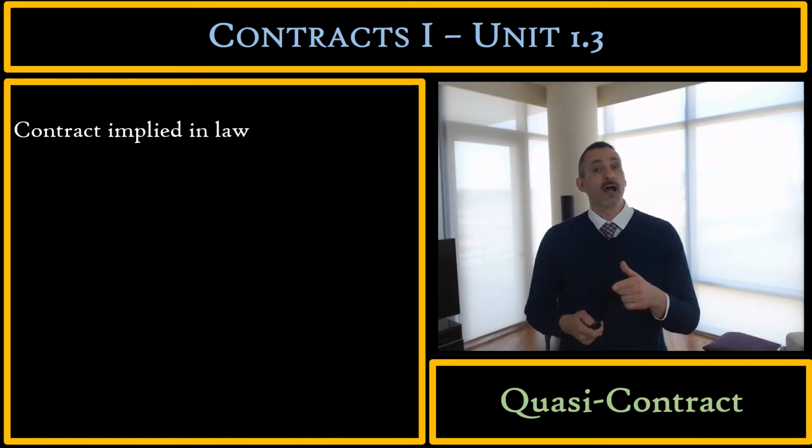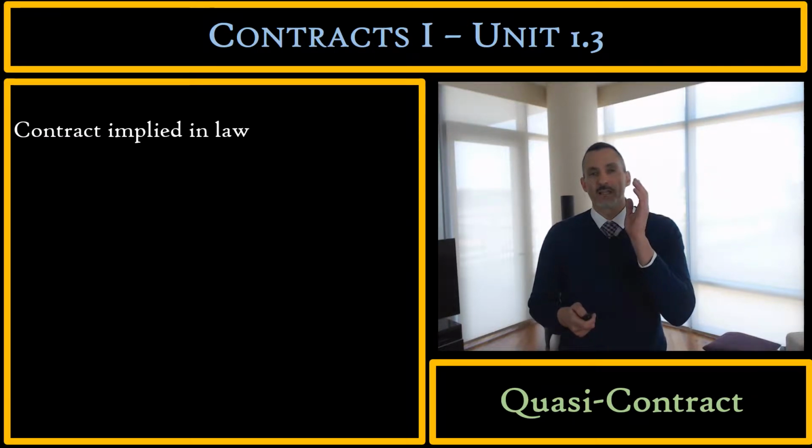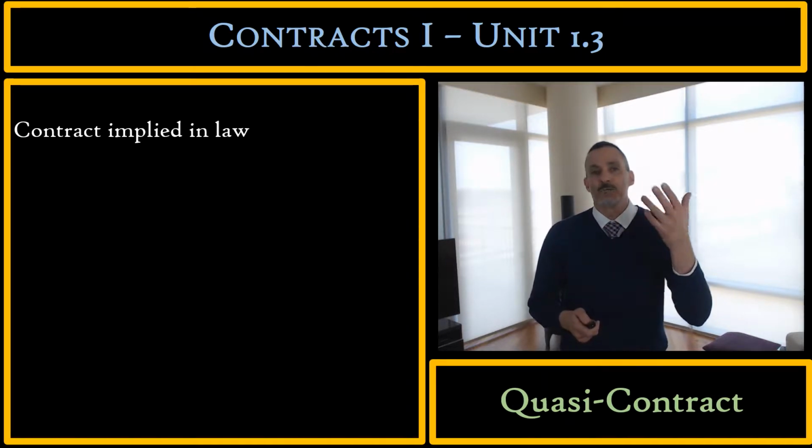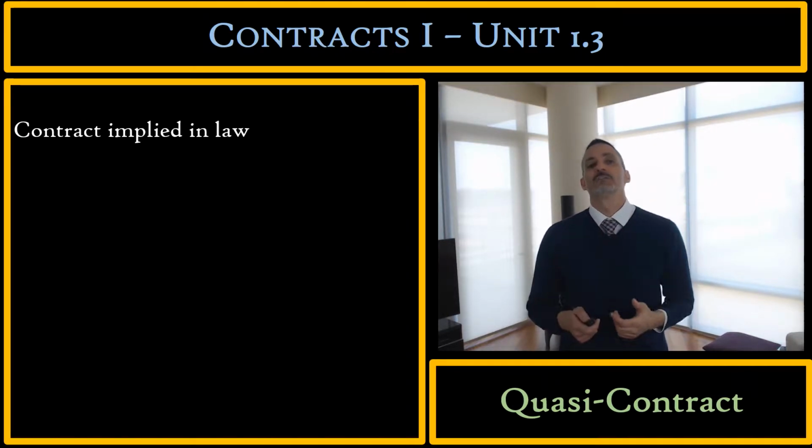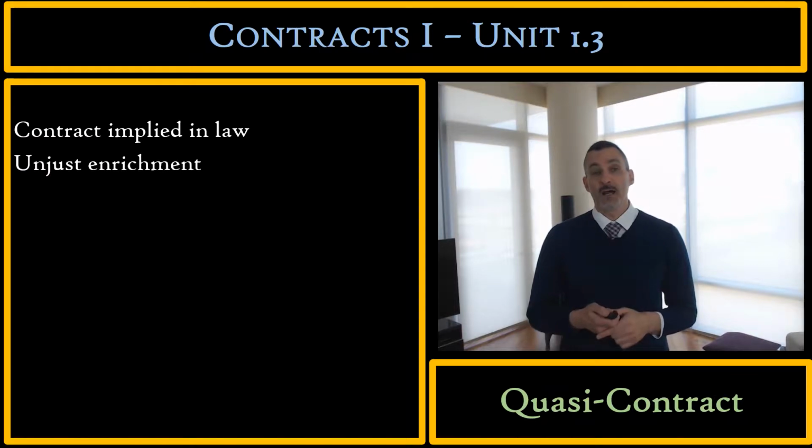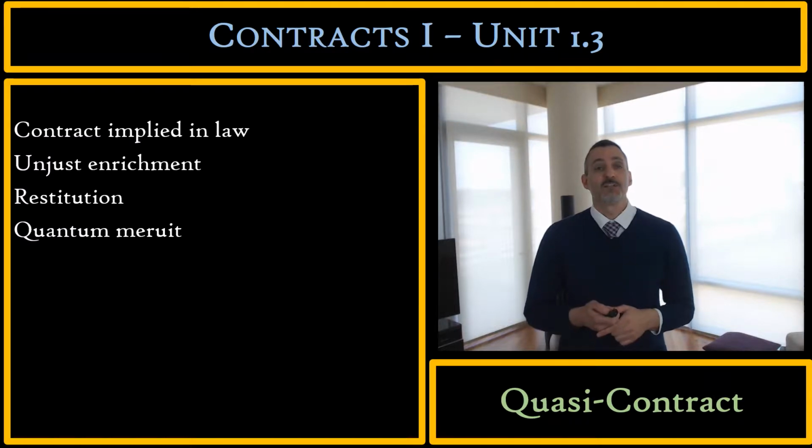A contract implied in law is not a real contract. Anytime you see something saying in law, a contract implied in law, what it means is that it's not really a contract, but the law is going to consider it a contract, an obligation for this particular case. Sometimes quasi-contract comes under the name of unjust enrichment. And sometimes it comes under the name of restitution. And sometimes it even comes under the name of quantum meruit.